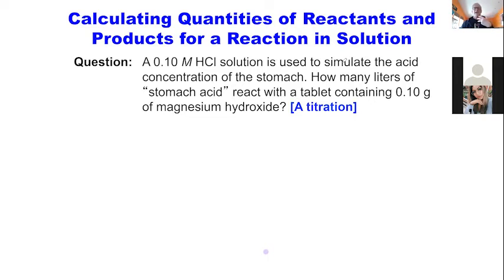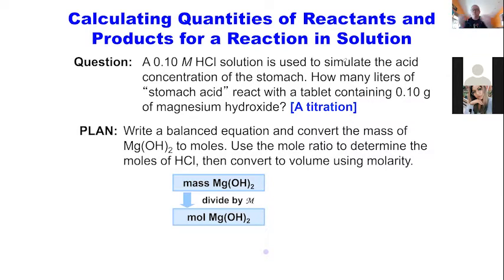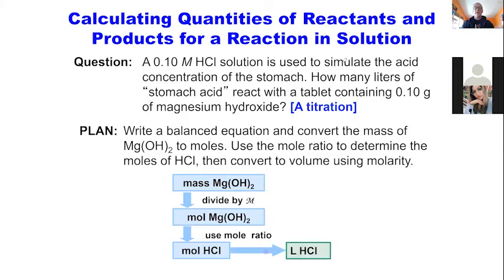So the question is, if I took one tablet containing 100 milligrams of magnesium hydroxide, how much stomach acid would that react with and neutralize? And inside your stomach, the concentration of hydrochloric acid is around 1/10 molar. So how do we go about solving this problem? First, we need to write a balanced equation. We have a known amount of something. The known amount we have is the 100 milligrams of magnesium hydroxide.